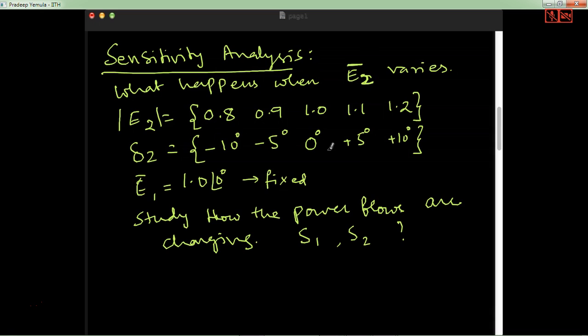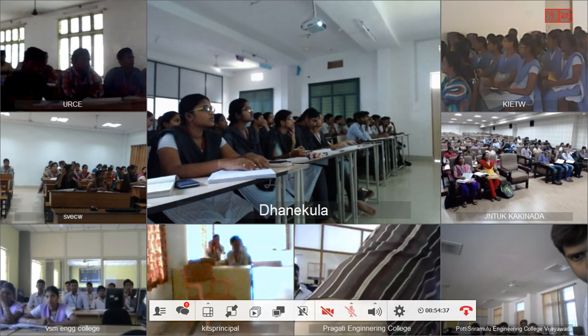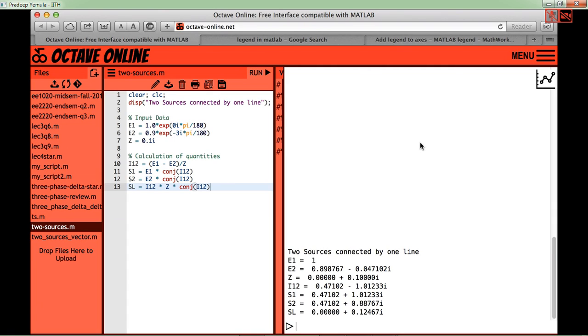So in order to do this, instead of repeating the problem, see for example E2 there are 5 values. So 5 times we have to repeat this. Instead of doing that, let's do it with a program. I will begin with our previous class program, whatever we had, and then I'll try to do that. Okay. So let's switch to the interface of MATLAB. That was on Tuesday, just 2 days back.